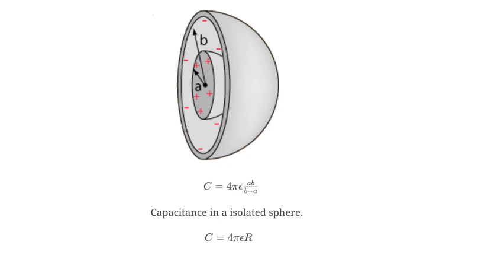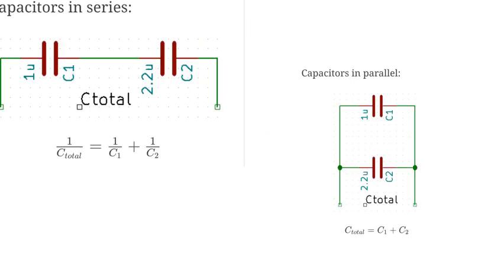If you have only an isolated capacitor, then the capacitance will be 4 pi epsilon R. Capacitors can also be used in various networks, as we have discussed for resistors. If we put capacitors in series, then the total capacitance can be written as 1 upon C total is equal to 1 upon C1 plus 1 upon C2.